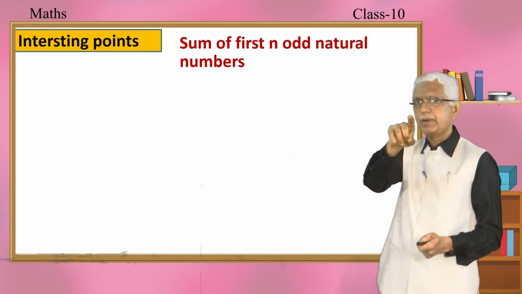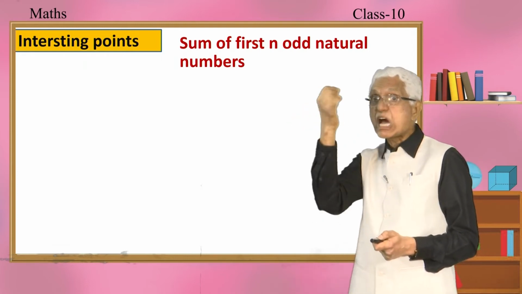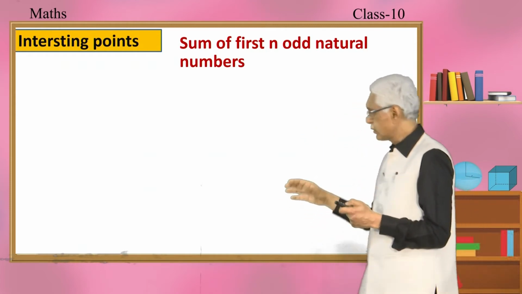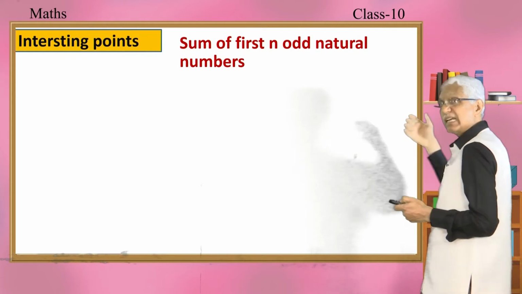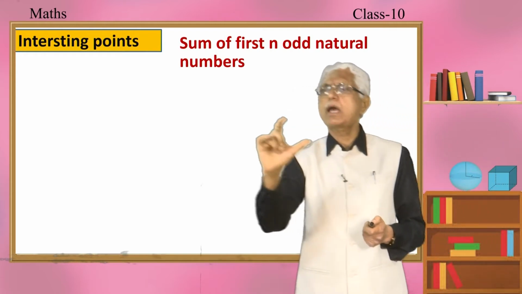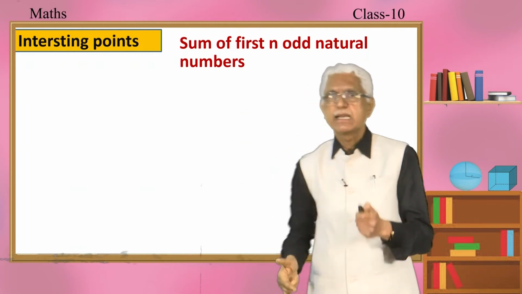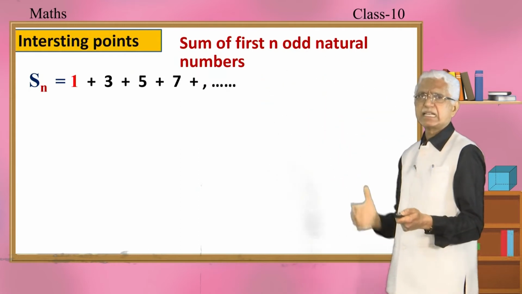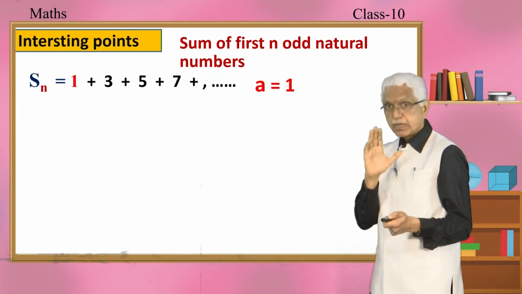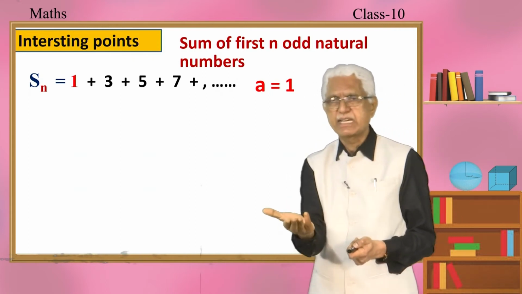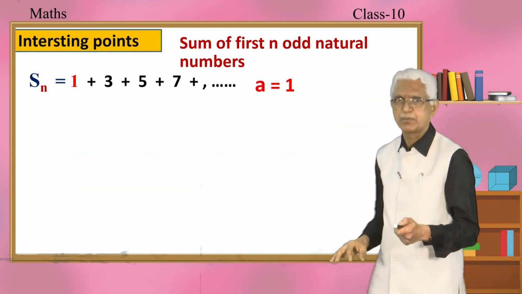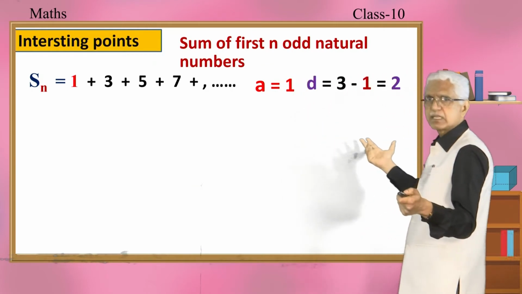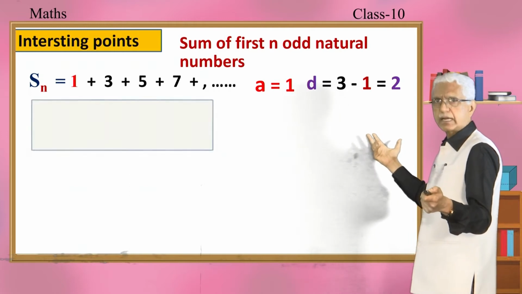Even before that, let us see how to find the sum of the first n odd natural numbers. Just now you learned how to find the sum of the first n even natural numbers, n square plus n. Now, the first n odd natural numbers, 1 plus 3 plus 5 plus 7 and so on. Please watch, I could have given you the formula straight away, but maybe I am trying to make you discover the formula. A is equal to 1, agreed, the first term is 1, and the common difference is 3 minus 1, that is equal to 2, beautiful, excellent.